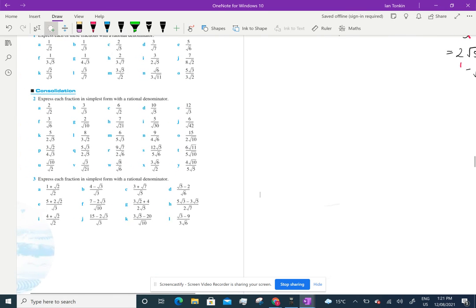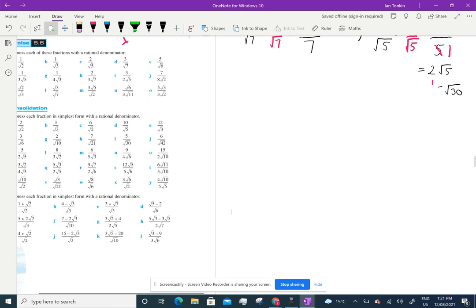Okay. So question 3. What have I got here? And remember, I'm doing the third column. So 3c. 3 plus root 7 on root 5. All right. Just look at the denominator, root 5 on root 5.